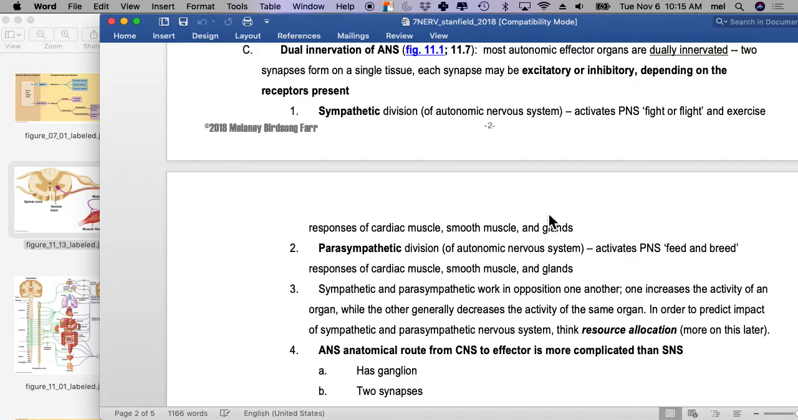So the dual innervation allows you to do two different things to the same tissue. The parasympathetic division activates feed or breed, not stressed out, responses of the same tissues. And they generally work opposite one another. If the sympathetic increases a tissue, the parasympathetic will decrease it. If the sympathetic decreases a tissue, the parasympathetic will increase it. So they kind of oppose one another.